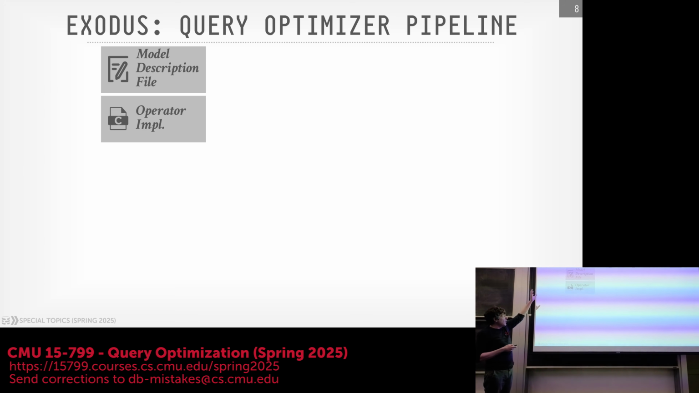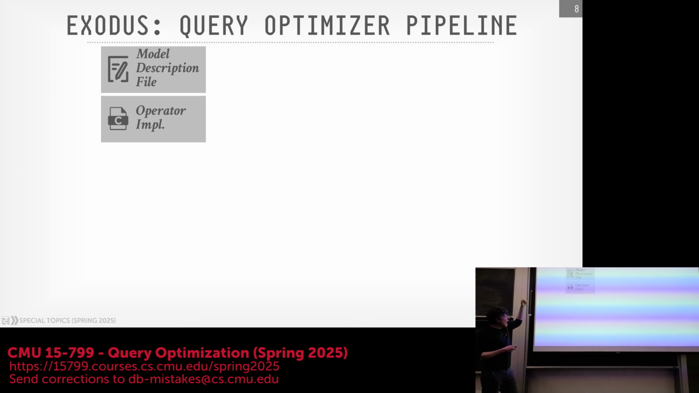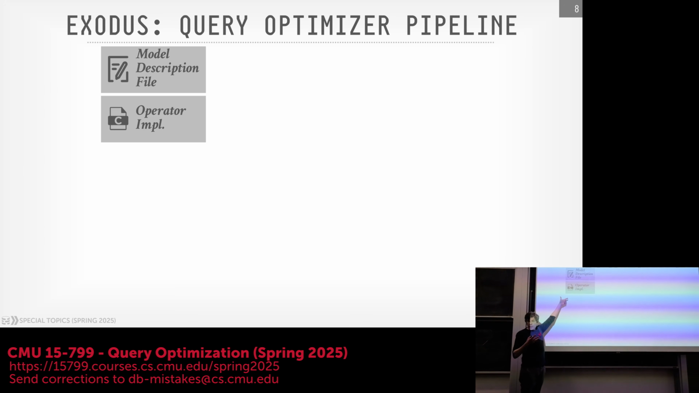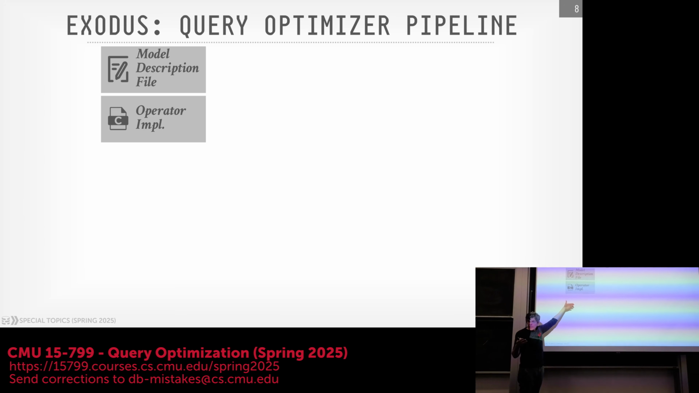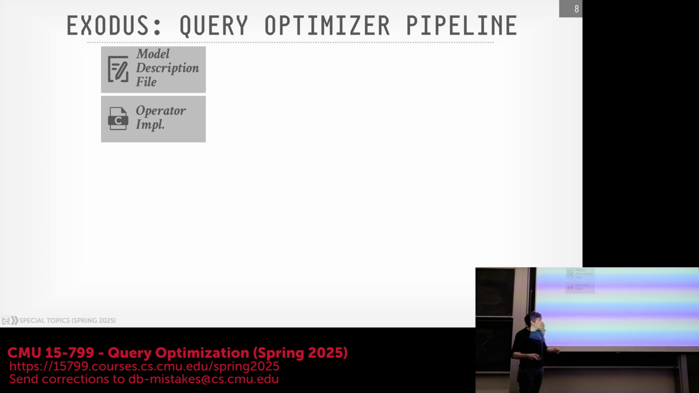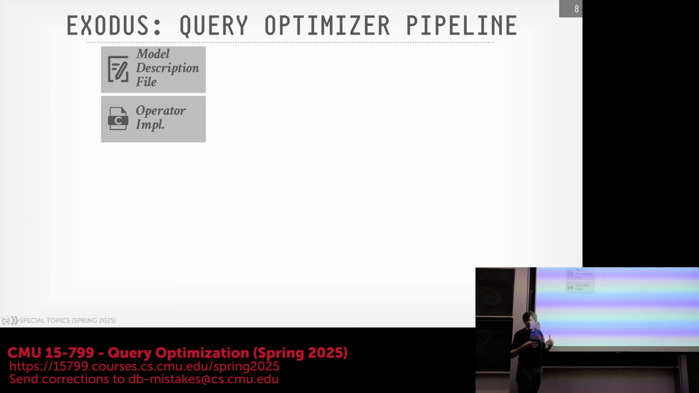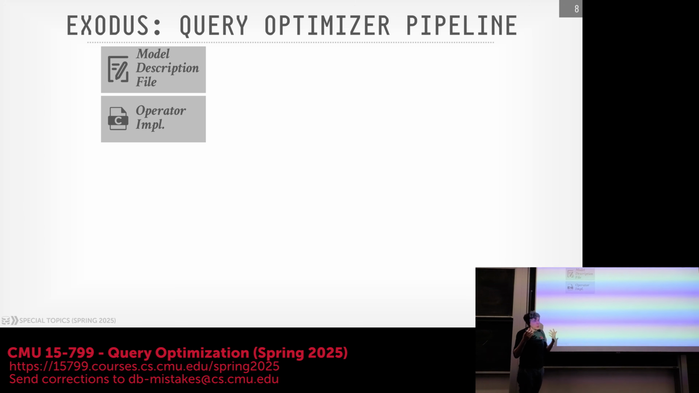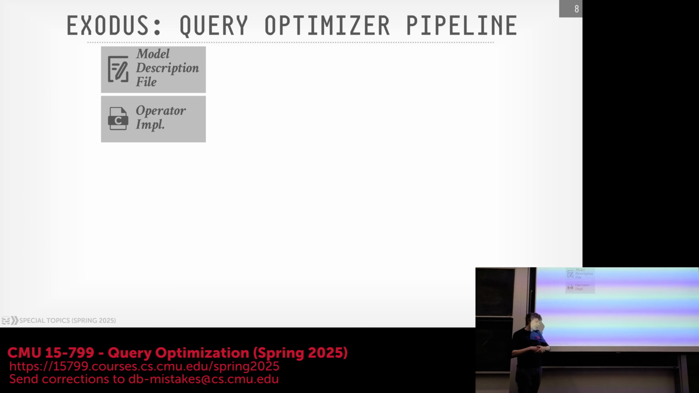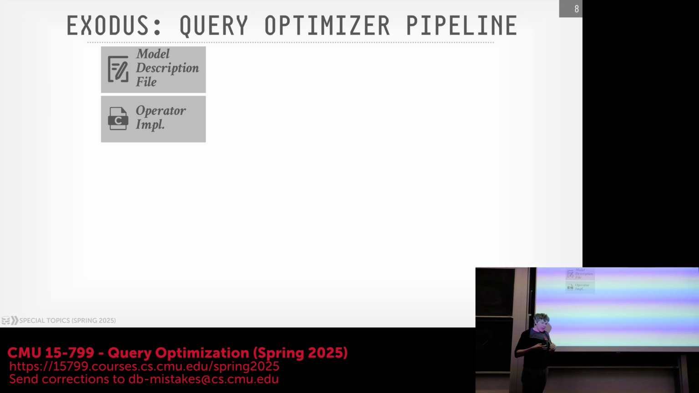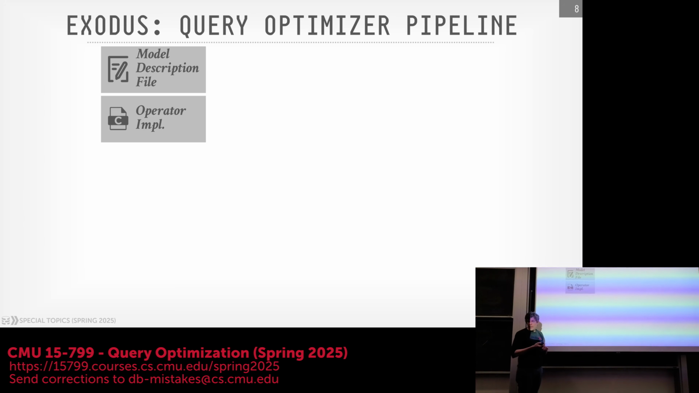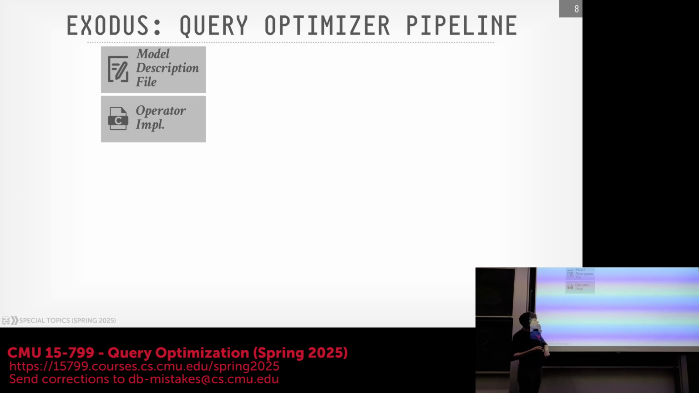So in the case of Exodus, they have to provide a model description file and then C functions that implement the different operators that you're telling the optimizer that your system is going to support, right? I think there are obviously some built-in ones like scans and joins and so forth. But if you wanted something beyond the basic relational algebra operators that they had, you would provide those as well.